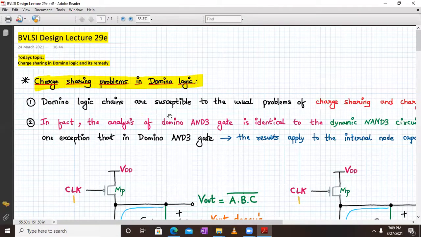Okay. So hello everyone. Welcome to VLSI Design Lecture number 29E. Today we are going to discuss the charge sharing in domino CMOS logic and its remedy.